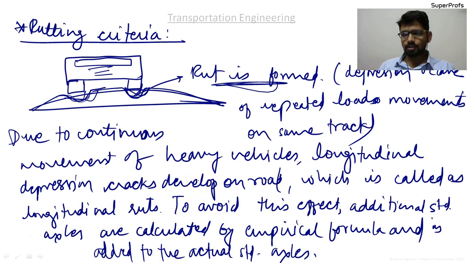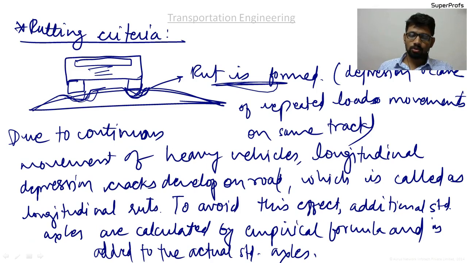So in this process it is very clear that what you do is calculate the equivalent standard axles and add them to the actual standard axles, and you calculate the depth of the pavement accordingly. And this is what IRC 37 follows for flexible pavement design.